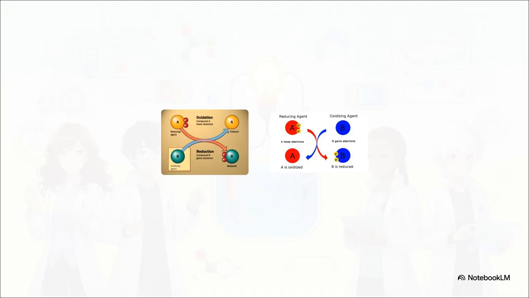Now, a quick heads up on terminology, because this catches people out. When we talk about the agents of these reactions, the naming feels kind of backwards. A reducing agent is the substance giving up its electrons, so it's causing reduction in something else. But by losing those electrons, the reducing agent itself is actually being oxidized. On the flip side, the oxidizing agent accepts electrons, meaning it gets reduced. Just remember, the agent's name describes what it does to the other chemical, not what's happening to itself.